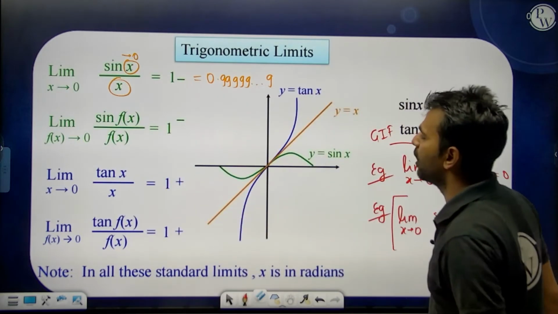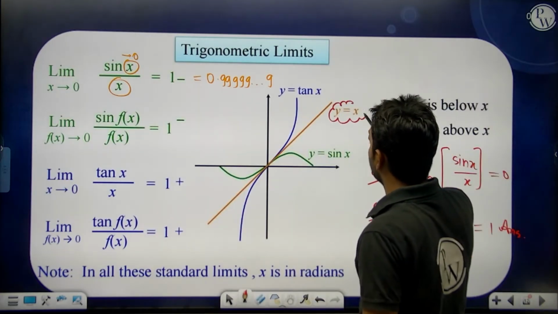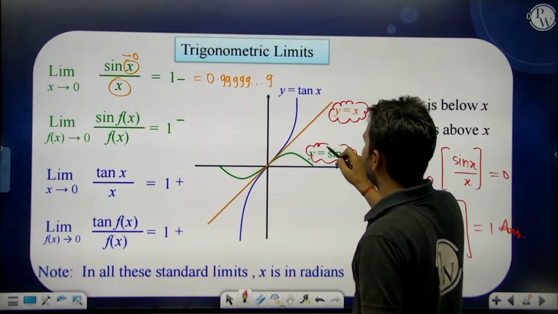How can we feel this? We can feel it through the graphs of y equal to x, y equal to sin x and y equal to tan x.